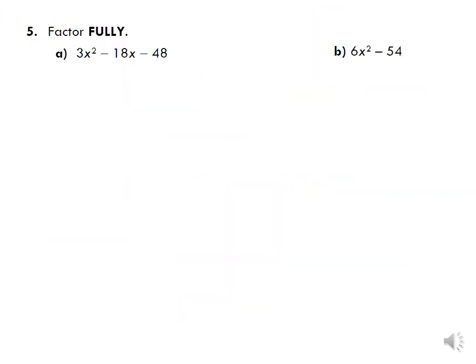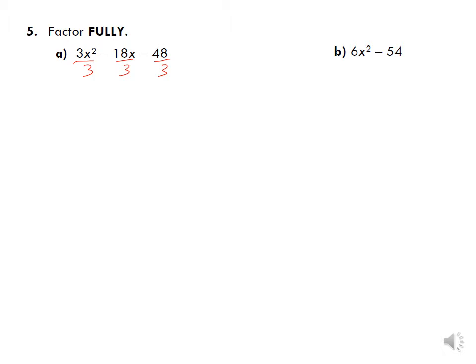Number 5, factor fully. Remember, you're going to get your factoring flowchart as a cheat sheet for your test, so you have all of these steps in front of you. But step number 1, look for a greatest common factor first, which they don't all have x or x squared in them. So let's see if 3 goes into all of them. And in fact, it does.